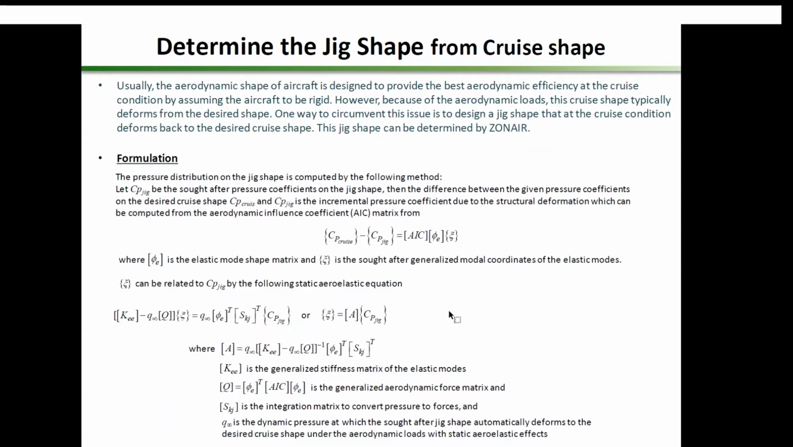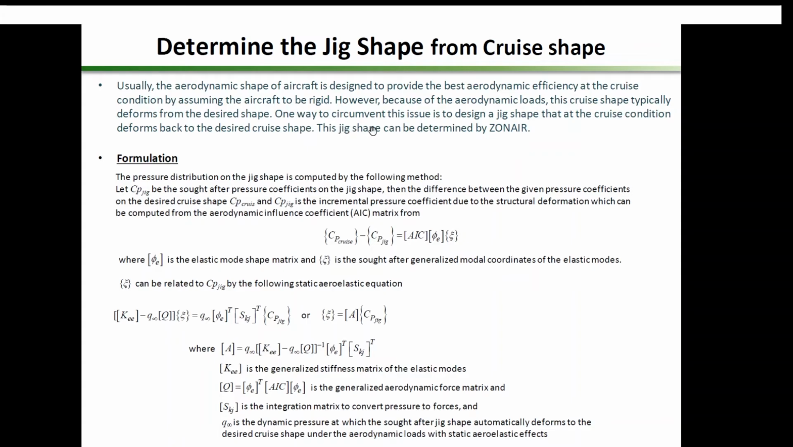And also, if you design a transport aircraft, the aerodynamic people design a so-called desired, best aerodynamic shape. They call it the cruise shape. Under this cruise shape, it will give you the best L over D. However, because of the static aeroelastic effect, the wing will deform from the desired shape. So then you don't have the desired shape during the cruise.